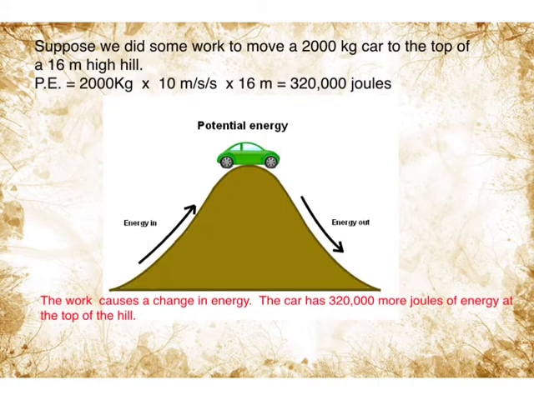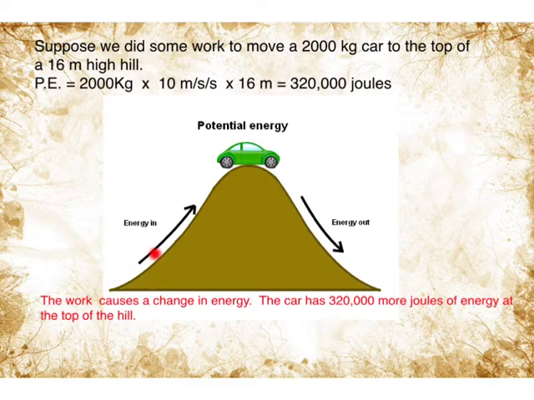Let's look at another situation. Supposing we have a car, and we're going to do some work to move that car to the top of this hill. Okay? And the car has a mass of 2,000 kilograms, and the hill is 16 meters high. So the potential energy would equal the mass, 2,000 kilograms, times the acceleration of gravity, times the height, and when this car got to the top of the hill, it would have 320,000 joules of potential energy.